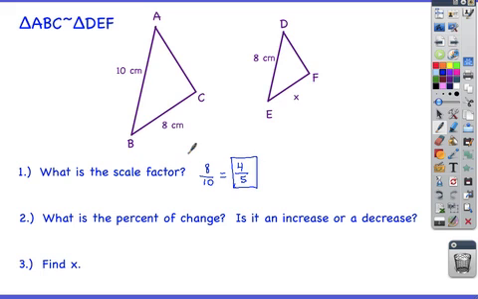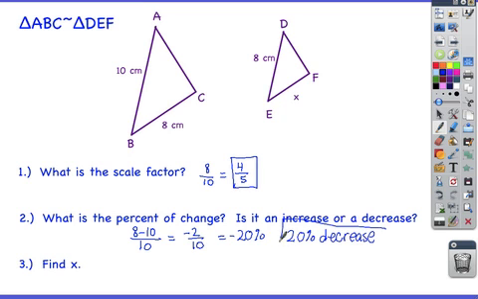What is the percent of change, and is it an increase or a decrease? Well, we'll do our new minus our old over our old, which gives us -2/10 or -20%, which means that it's a 20% decrease. Since our answer was negative, and we can see that we did go from a bigger triangle to a smaller triangle. And finally, find x.